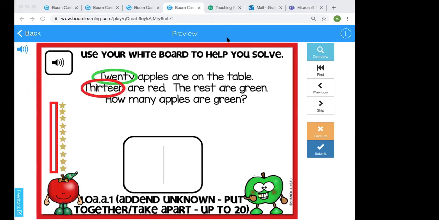So what do we need to do? Do we need to add or do we need to subtract? I think subtract. Okay, if you said subtract, you are exactly right. So how many do we need to subtract? If we have 20 all together and we're trying to find out how many are green, I think we would have to subtract or take away the 13 that are red. Okay, so let's take away 13 so we can find out how many apples are green.